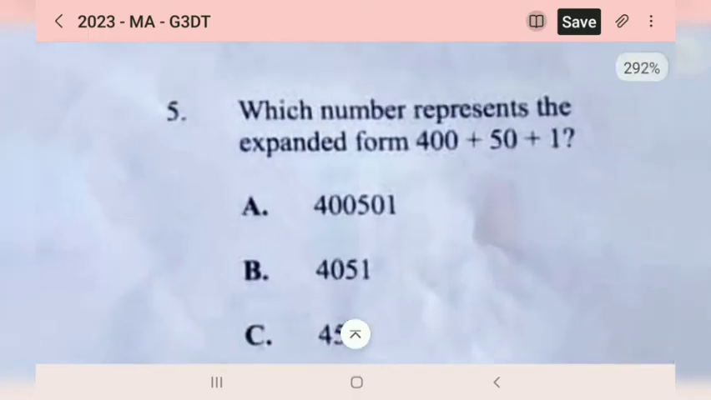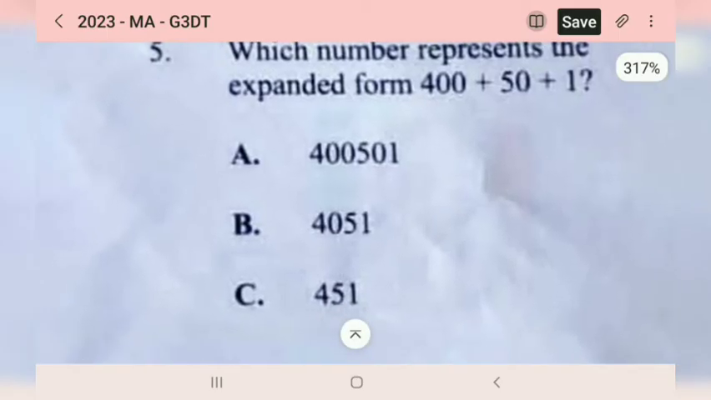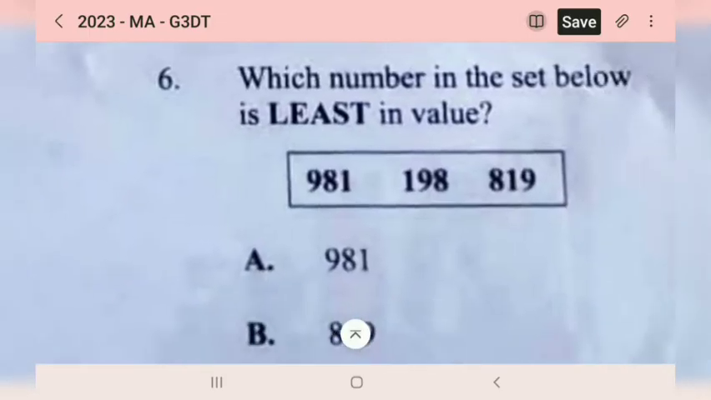Number 5. Which number represents the expanded form of 451? 400 plus 50 plus 1. So you're looking for a number with 4 in the hundreds place. If it's 451, you're looking for a 3-digit number, right? Because it's just 100s, 10s, and 1s. So which is the 3-digit number? That is at C. Moving on to number 6.